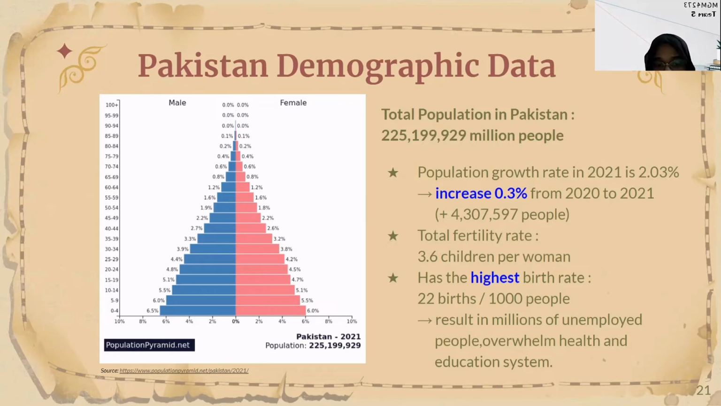And then the fertility rate of Pakistan, we can see, per woman is at least around 4 children. Pakistan is also known as one of the highest birth rate countries, which estimates that Pakistan has 22 births per 1,000 people. That is ultimately leading millions of the population to remain unemployed, lacking proper healthcare and education. So, next slide.